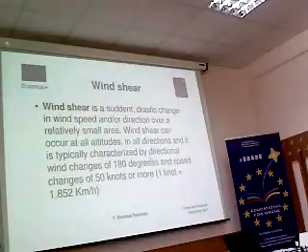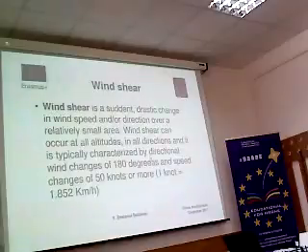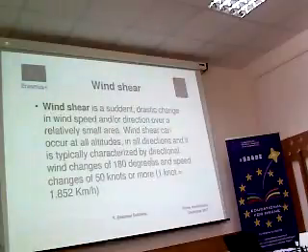The wind shear can occur at all altitudes and in all directions, and you can see that wind shear can happen even when we have two layers of wind. They have different pressures and temperatures, and it can change the direction of the wind also. It's typically characterized by a directional wind change of 180 degrees and a speed change of 15 knots or more. You can see 1 knot is about 1.852 kilometers per hour.